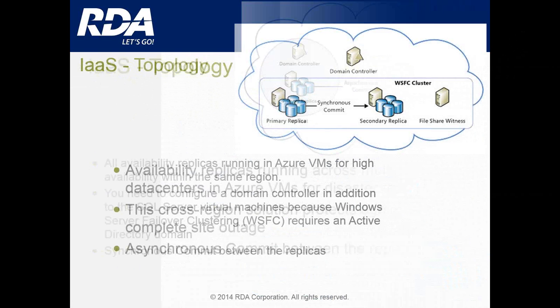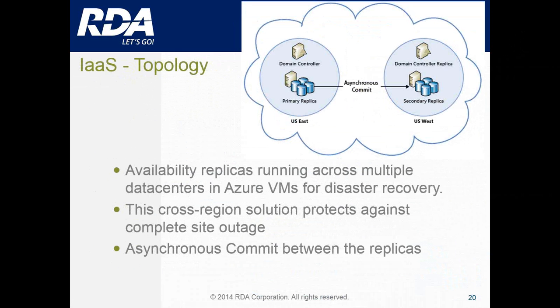Another topology could be where you have availability replicas running across multiple data centers in Azure VMs. And this really helps in disaster recovery. If one region goes down, you still have the other region available. The cross-region solution basically is going to help you against a complete site outage. The chances that all of the regions will go down at the same time are slightly remote. And when you have it set up this way, you can set up an asynchronous commit between the replicas.